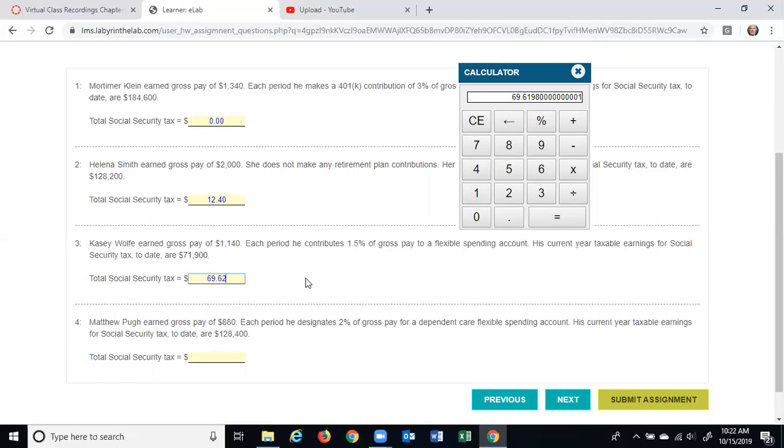So what we've done in this video is learn how to calculate the taxable amount for Social Security, and then how to apply the 6.2% tax rate to that amount, which is called the taxable amount for Social Security.